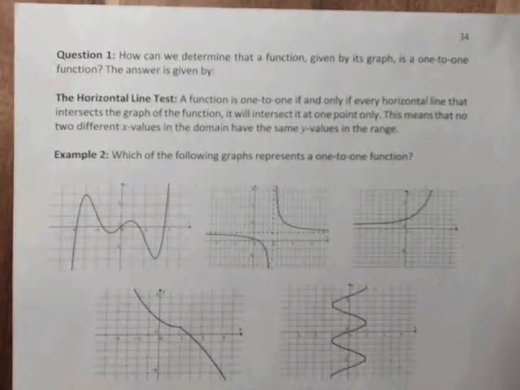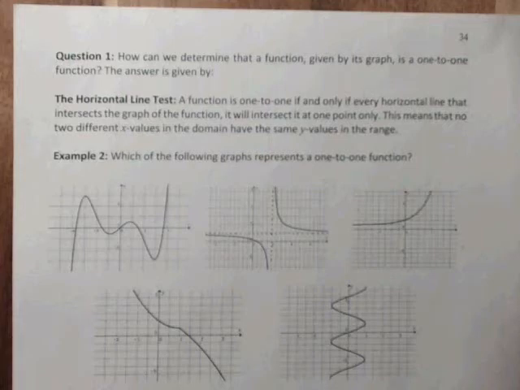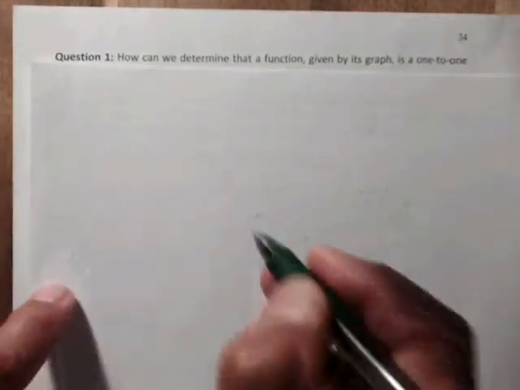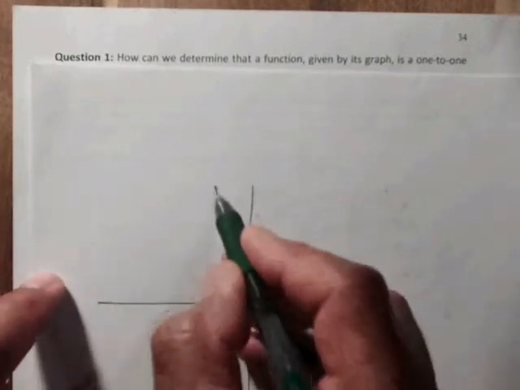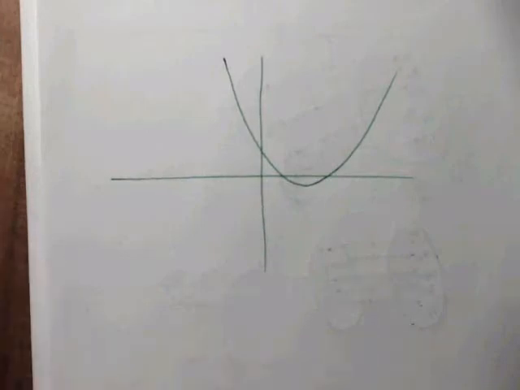Okay, this is the next page. The question, as I advertised, is how can we determine whether a function whose graph is given is a one-to-one function or not? Well, the answer is given by the so-called horizontal line test. So what is that? Let me just show you on paper what this is all about. See, if I have a function that looks like, let's say, this, okay? Now the question is this. Clearly, this is a function.